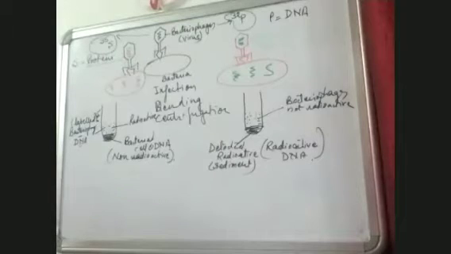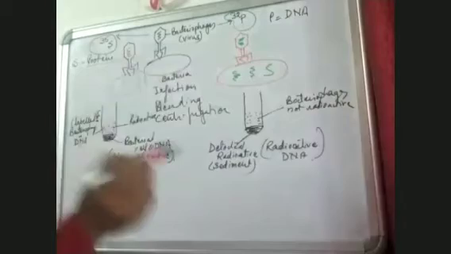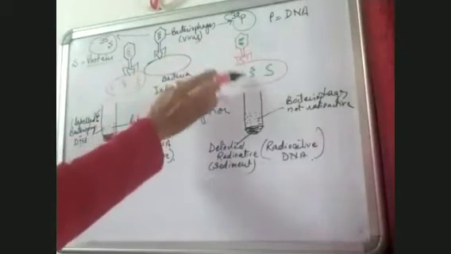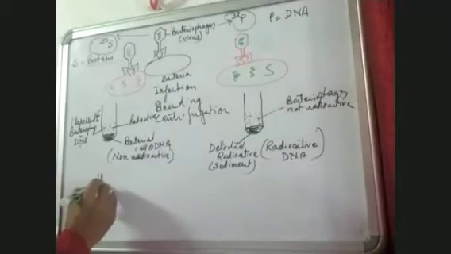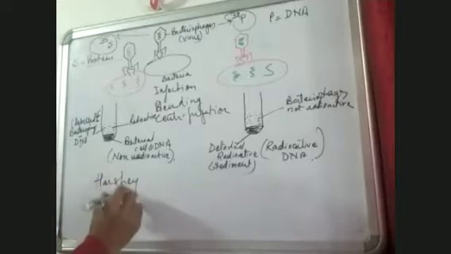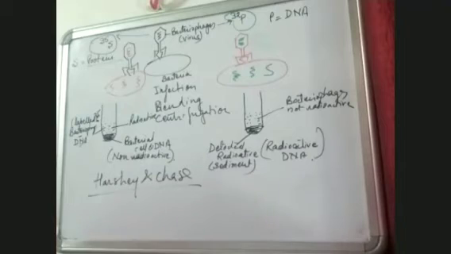How did the bacteria get infected by bacteriophages? The bacterial cell got infected by bacteriophages when bacteriophages injected DNA into them. So this experiment proved that DNA is the genetic material. This was proved by this experiment of Hershey and Chase, that DNA is the genetic material.